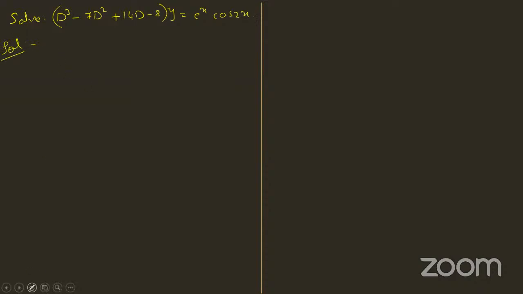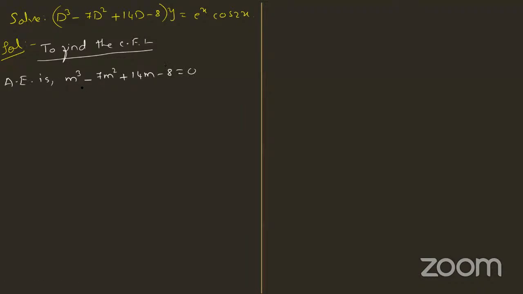Right? Now let's just try to simplify this. So it's a clear, simple differential equation. And on the right side, we have a product of two different functions. So let us first of all find out the complementary function. To find the complementary function, we need to take the auxiliary equation. So the auxiliary equation is m cube minus 7m square plus 14m minus 8 is equal to 0, right?